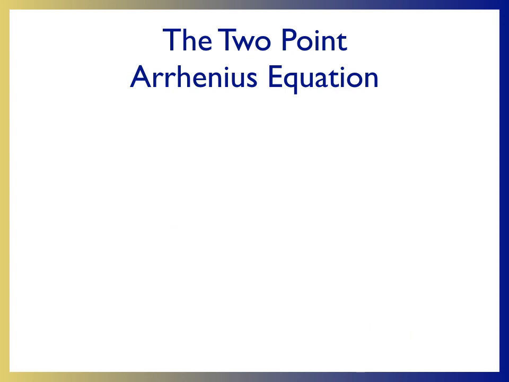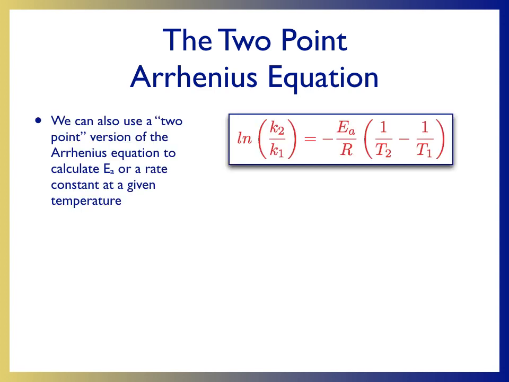What's more useful for us is to just compare two rate constants at two different temperatures. This two-point Arrhenius equation, which is shown on the right, allows us to calculate the activation energy if we know two rate constants at two different temperatures. If we know the activation energy and the rate constant at one temperature, we can find the rate constant for the same reaction at a different temperature.